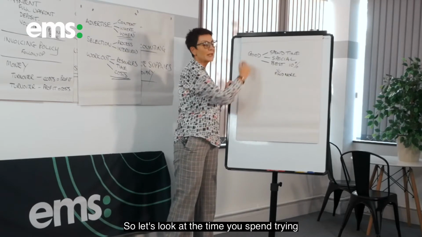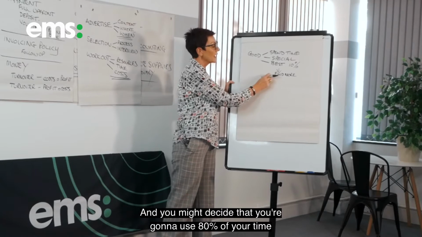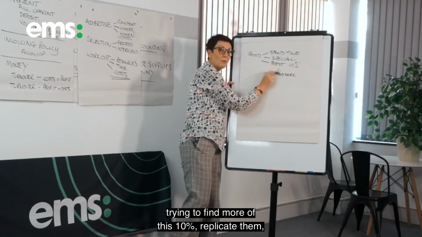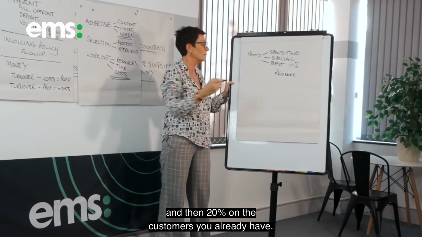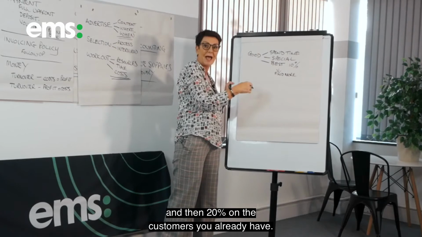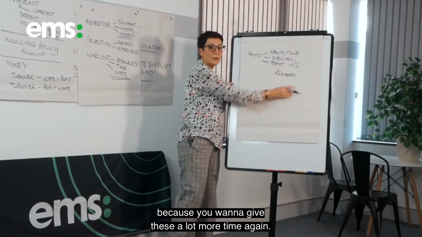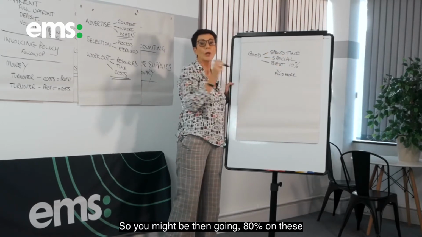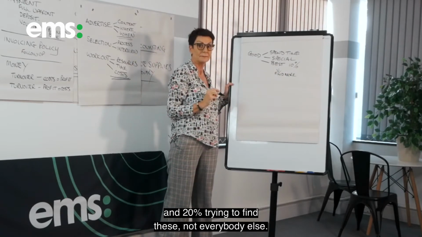So let's look at the time you spend trying to get customers in place. And you might decide that you're going to use 80% of your time trying to find more of this 10%, replicate them, and then 20% on the customers you already have. And then later on, you probably swap that round because you want to give these a lot more time again. So you might be then going 80% on these and 20% trying to find these, not everybody else.